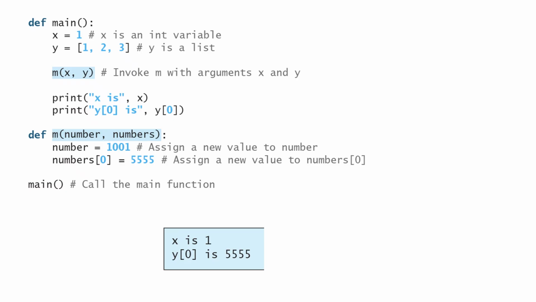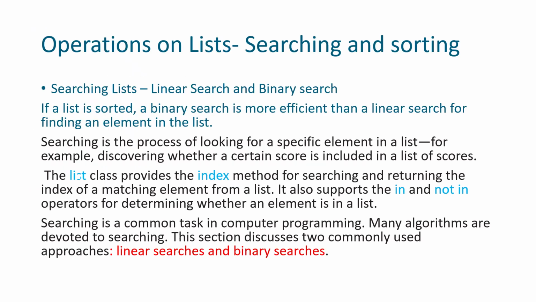def m(number, numbers): number = 1001, assign a new value to number. numbers[0] = 5555, assign a new value to numbers[0]. Now you can call the main function. So it will display x is 1, and y[0] is 5555.